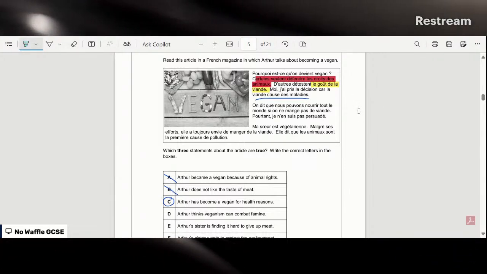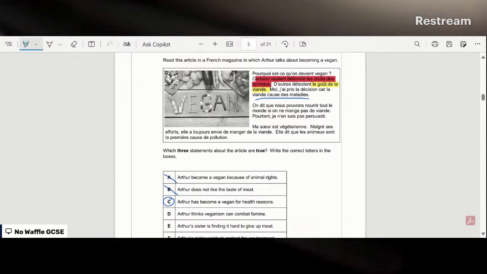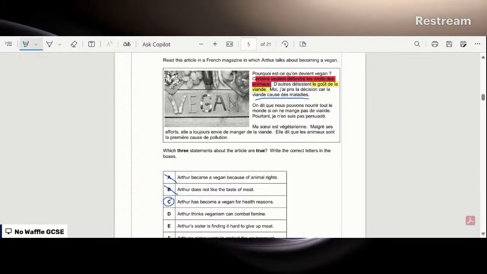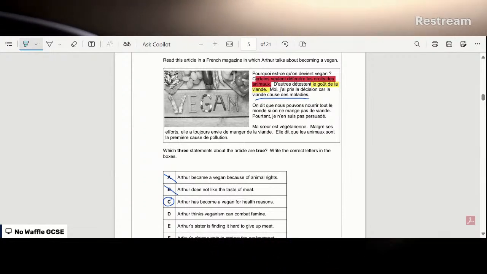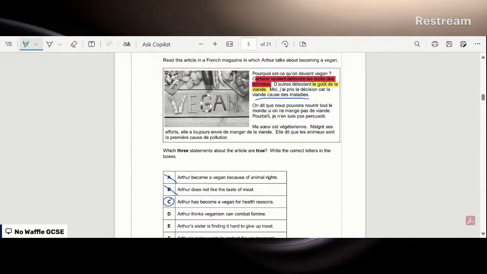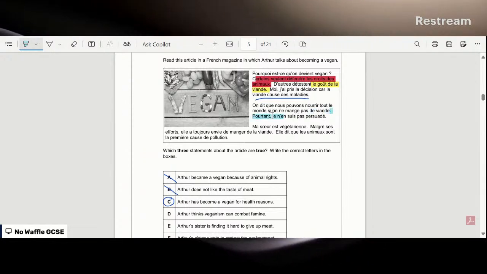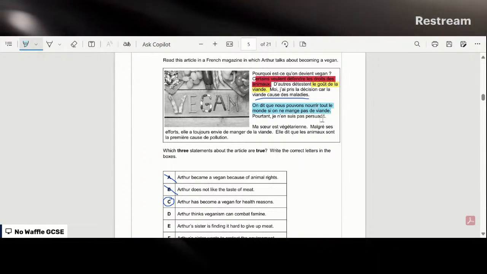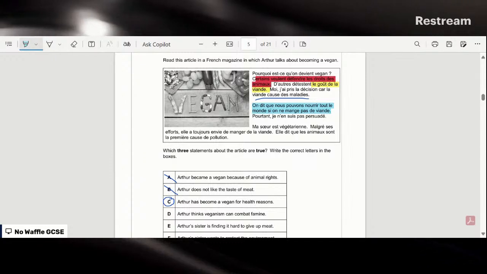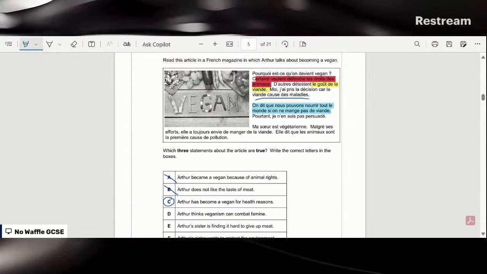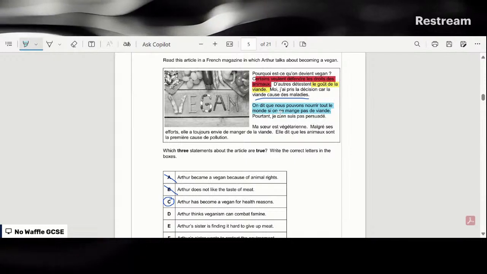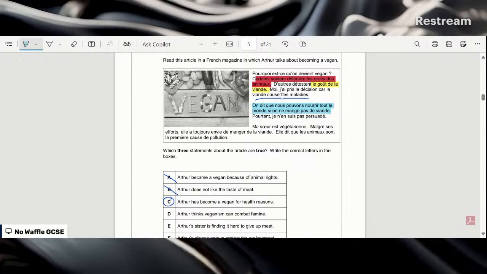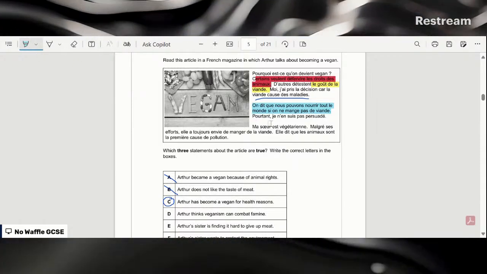On dit que nous pouvons nourrir tout le monde si on ne mange pas de viande. So we spoke that people can feed the whole world without eating meat. So there's actually enough food to feed the whole world without having to eat meat. Pourtant, je n'en suis pas persuadée. So pourtant means yet. I am not persuaded. So he doesn't believe in that statement.